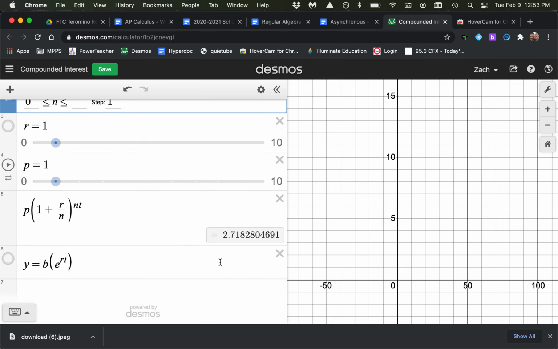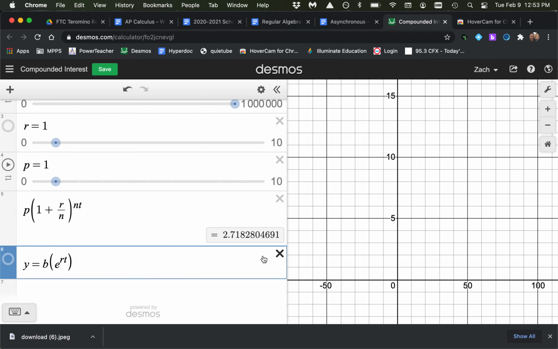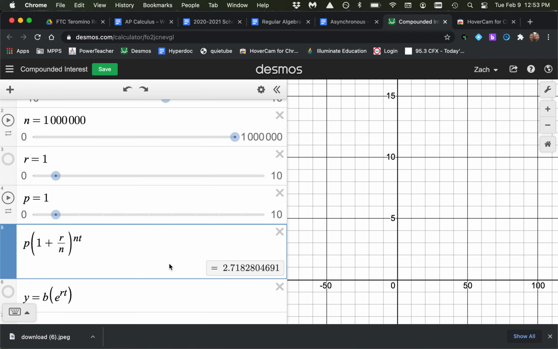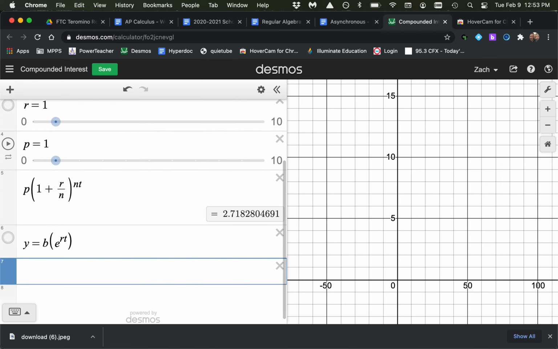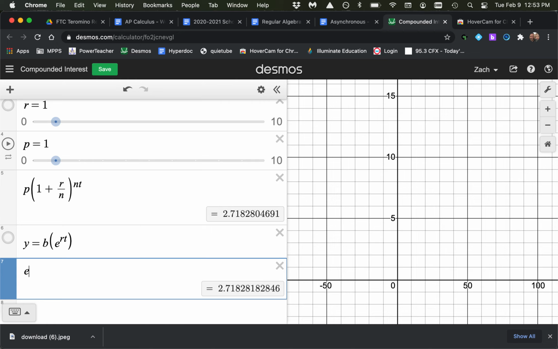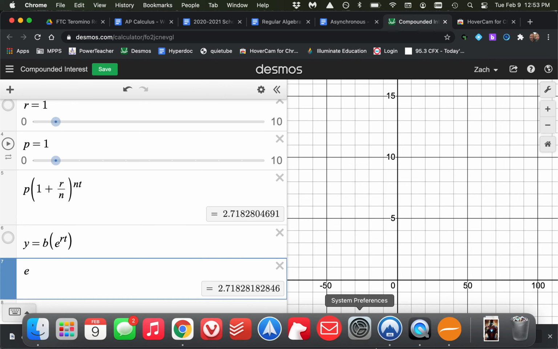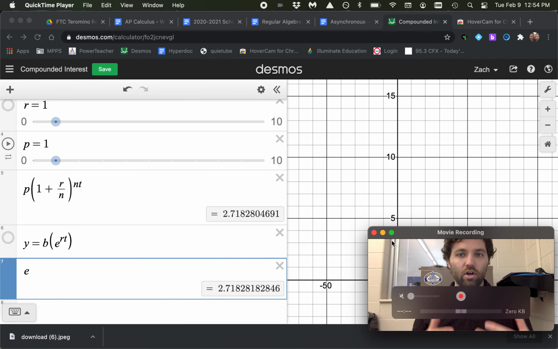This number that it approaches is a number called e. Here's the number e, okay, so it has a name. It's an irrational number, and that's where it comes from. It shows up all the time in continuous growth, where you're compounding an infinite number of times per year. And that just means that you're compounding all the time.